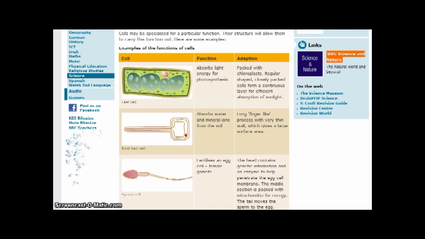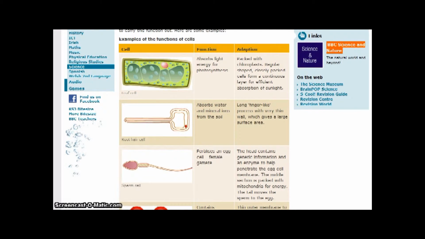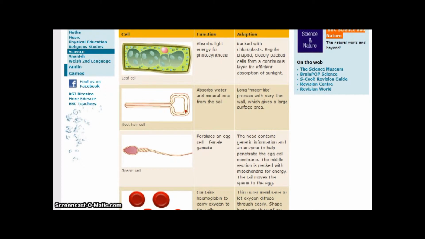So here we move on to specialised cells. So obviously we know about sperm and egg, red blood cells. So the leaf cell there absorbs light for photosynthesis. It has a bigger surface area and helps it absorb more light for photosynthesis. Packed with chloroplast to absorb more light. That's what we need to know about that.